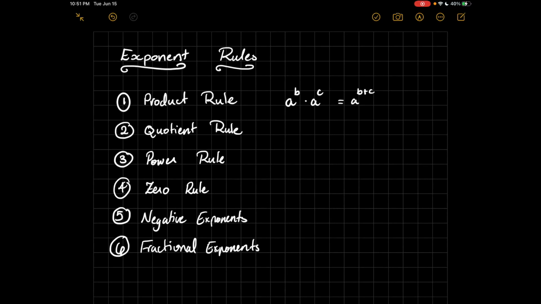For the quotient rule, anytime you're dividing, it's going to be the exact opposite. A to the power of b divided by a to the power of c, which remember can also be written as a fraction, a to the power of b over a to the power of c, is equal to a to the power of b minus c.